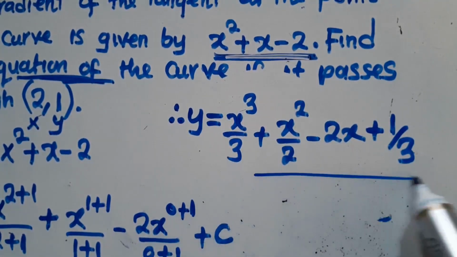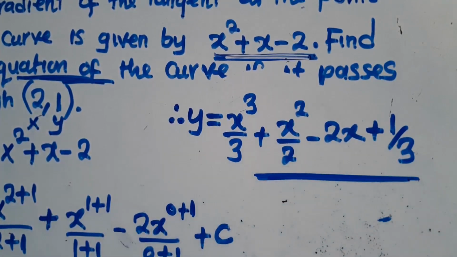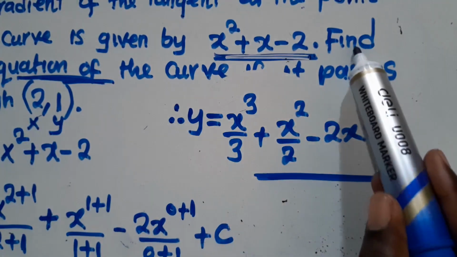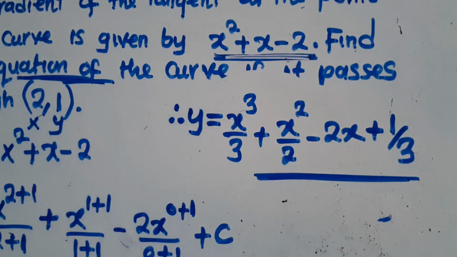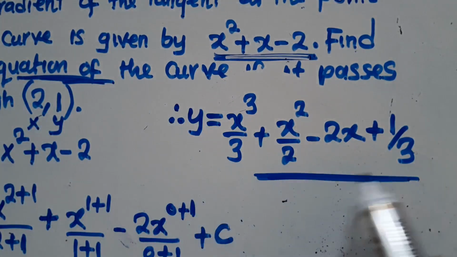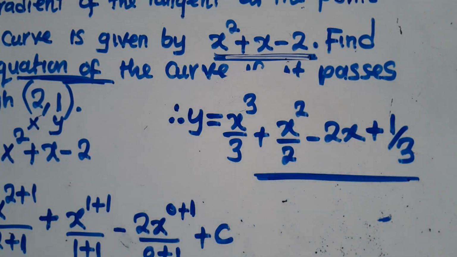So meaning that this is the equation of the curve. This is the answer. If you want, you can say, therefore, the equation of the curve is y is equal to this. You know how to conclude. What were you asked in the question? We were asked to find the equation of the curve. So we are finding the equation of the curve. You say the equation of the curve is given by this. You are done.